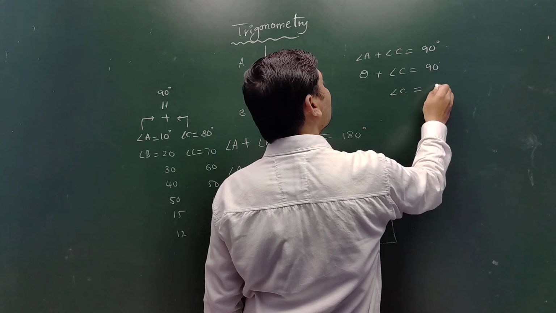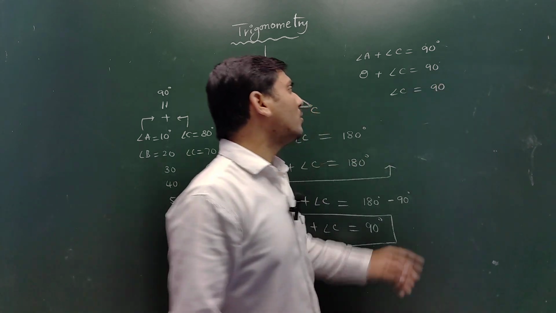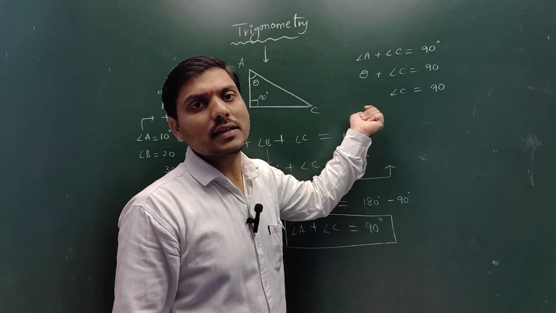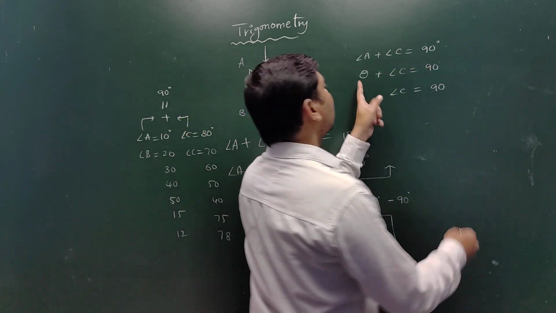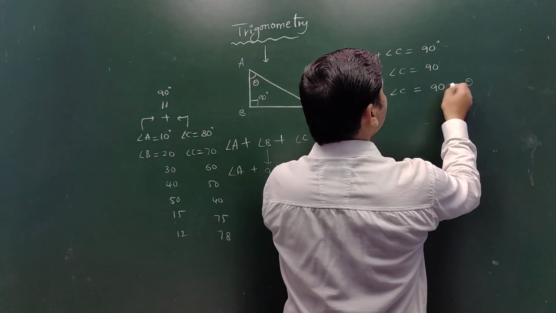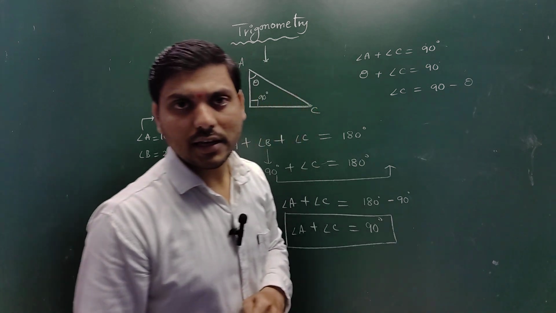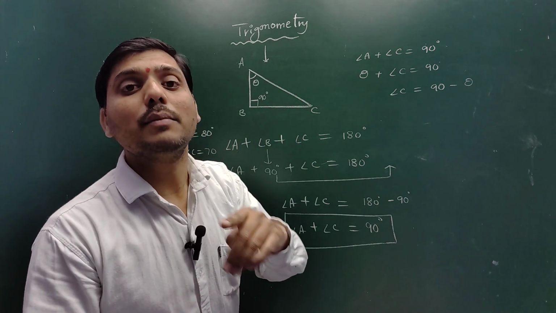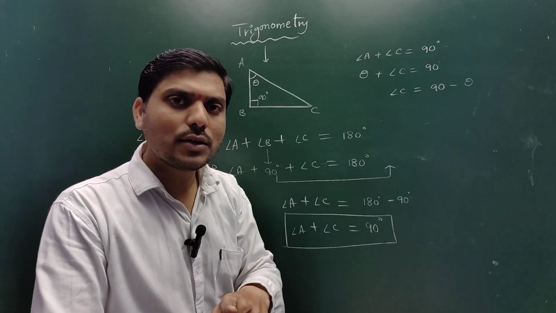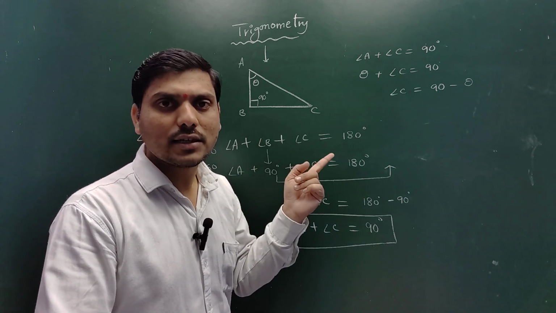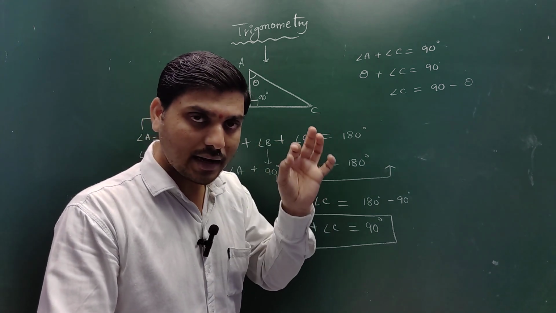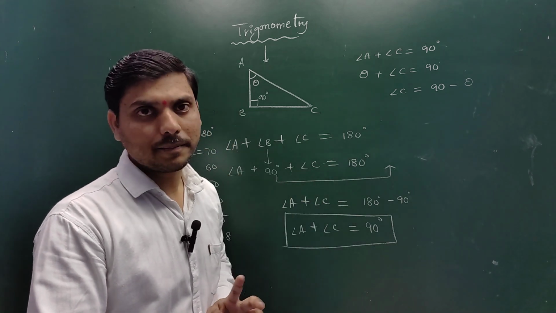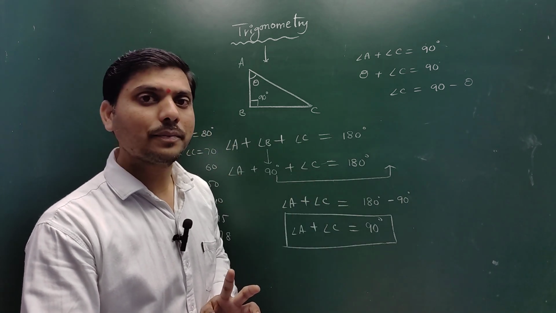Angle C is equal to 90. Now this theta is on the left side, so the theta is moving from left to right, and its sign changes from positive to negative. What do you say about angle C now? 90 minus theta. Angle A is equal to theta, and angle C is equal to 90 minus theta in right angle triangle ABC with the right angle at capital B. This is very important. Okay.